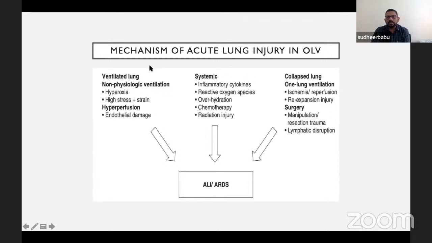So ALI can happen both in the ventilated lung and the non-ventilated lung. Most of the times the ALI is in the ventilated lung because of volume trauma or barotrauma. And along with that, some inflammatory response also can happen.